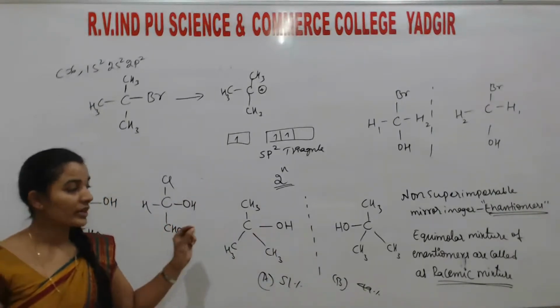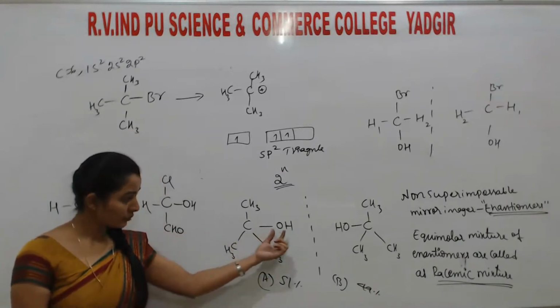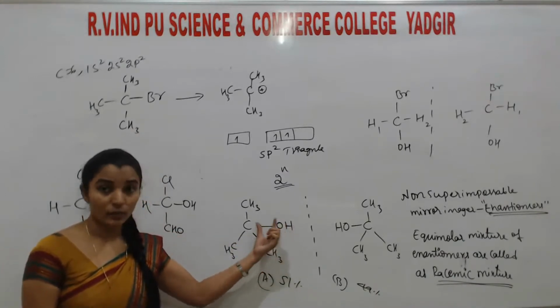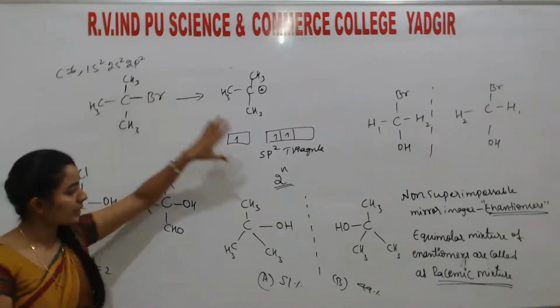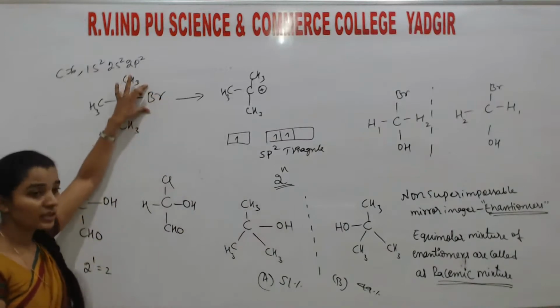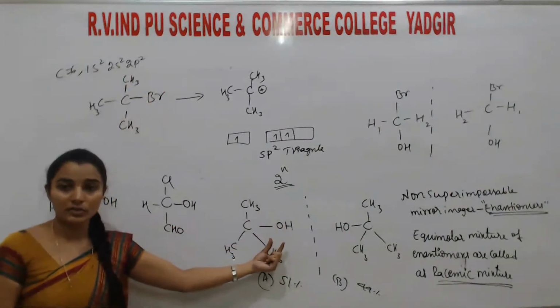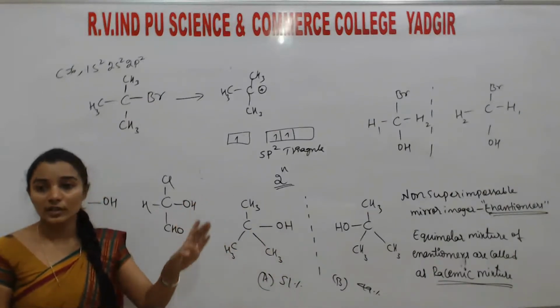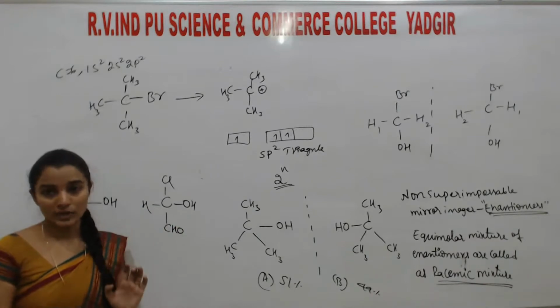In this, why do retention and inversion take place? So listen, here we said retention. Why retention? Here sp3 hybridized, here also sp3 hybridized, and from whichever direction the Br is detached, from the same direction OH is attached. The symmetry is retained. That's why retention of configuration is there.